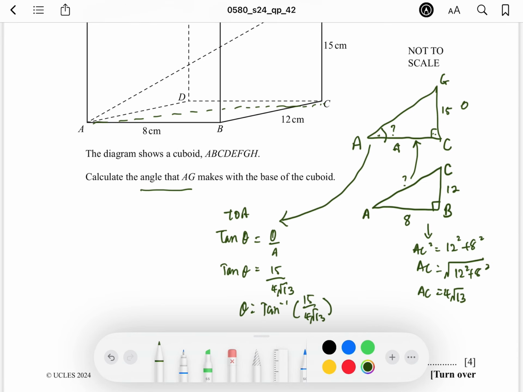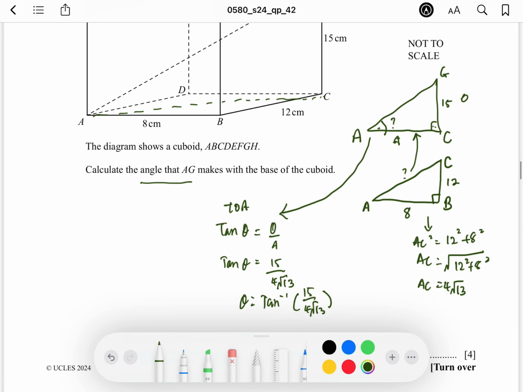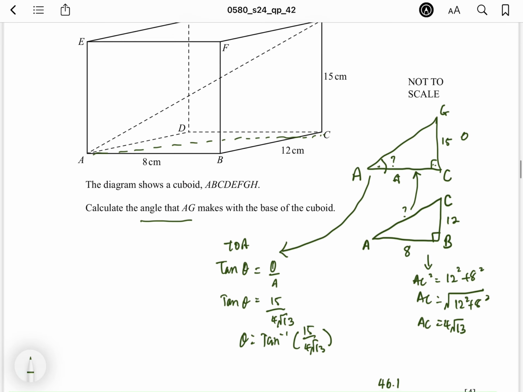Alright? So again, similar thing here as we discussed just now. Drawing the right triangles, having the right dimensions written down, it helps you a lot to determine what formula to use.